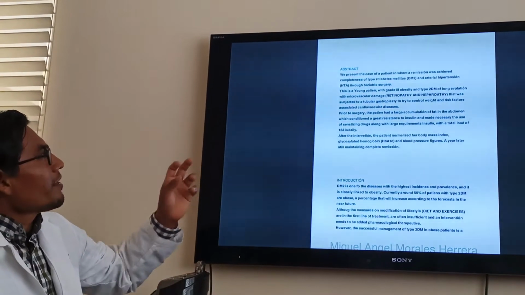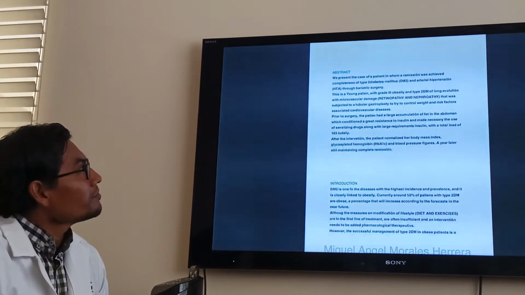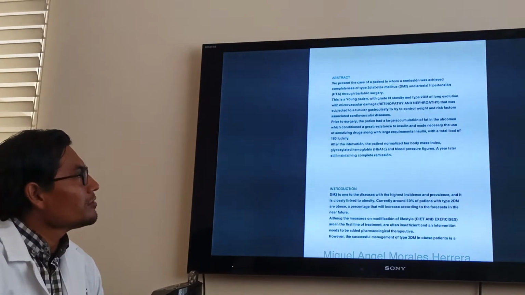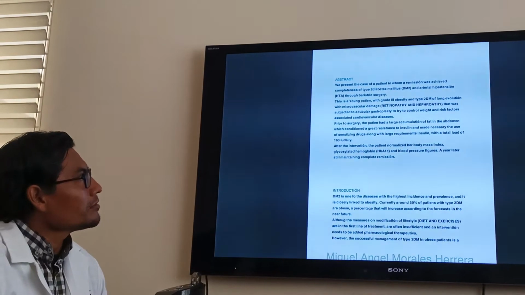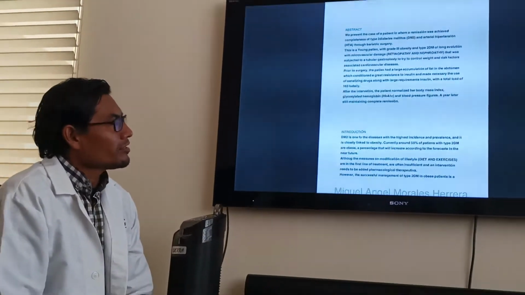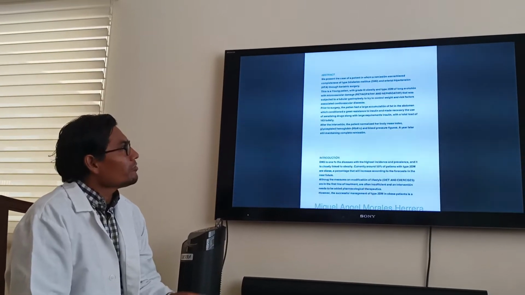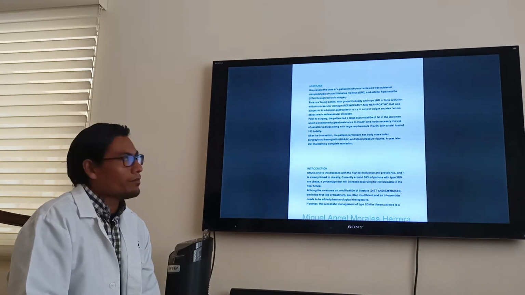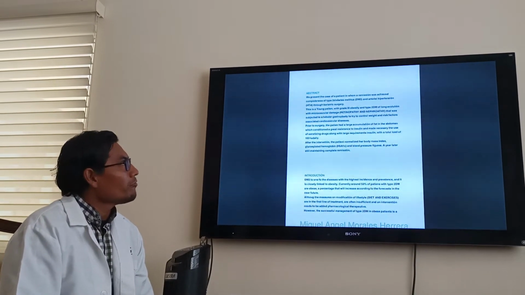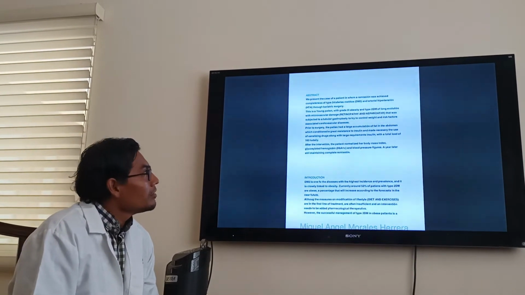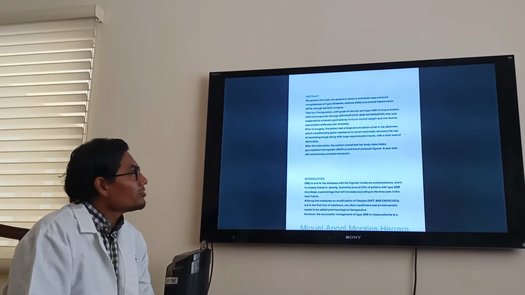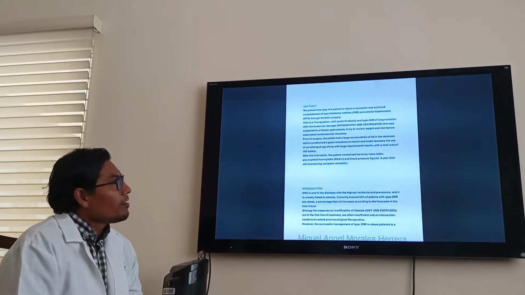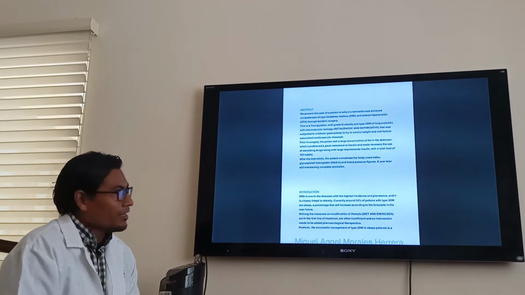The next topic is the abstract. We present the case of a patient in whom complete remission was achieved of type 2 diabetes mellitus and arterial hypertension through bariatric surgery. This is a young patient with grade 3 obesity and type 2 diabetes mellitus with long evolution and microvascular damage, who underwent a tubular gastroplasty to try to control weight and the risk factors associated with cardiovascular disease.